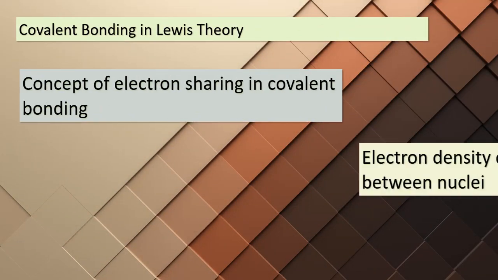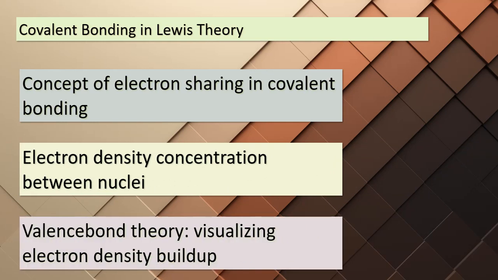Welcome back, dear students. Today, we're embarking on a fascinating journey into the realm of chemical bonding. Specifically, we're delving into the intriguing concept of covalent bonding, which plays a crucial role in shaping the molecular world around us. In Lewis theory, covalent bonding occurs when atoms generously share electrons. This sharing, in turn, results in the concentration of electron density right between the participating nuclei. Visualizing this process becomes even more captivating when we turn to valence bond theory.